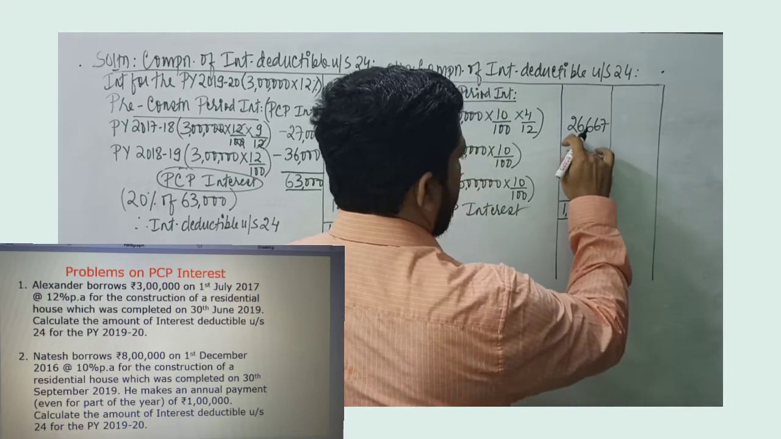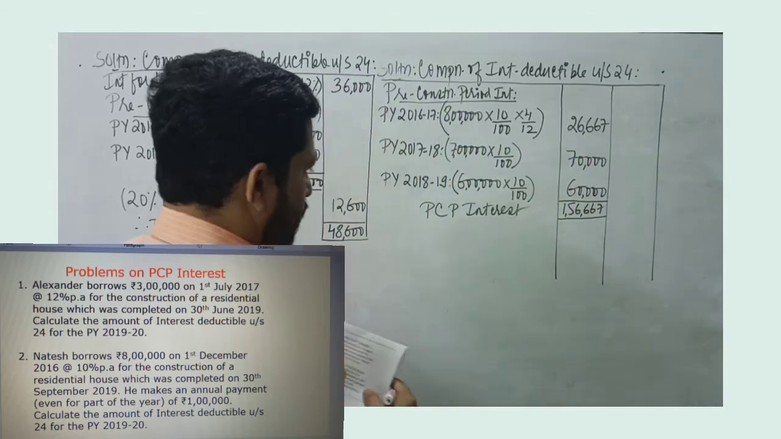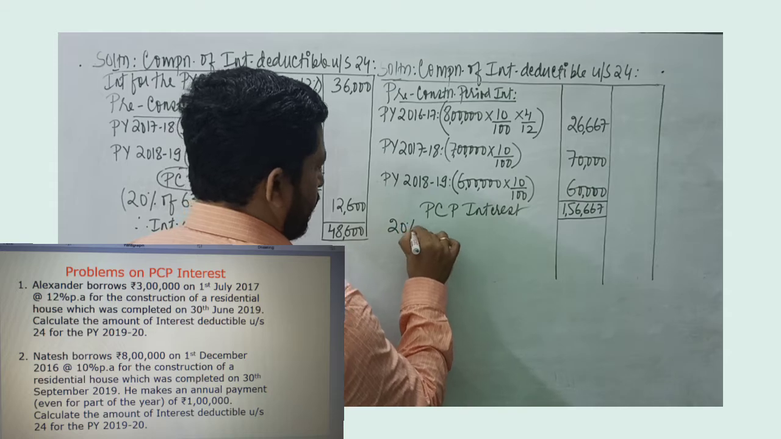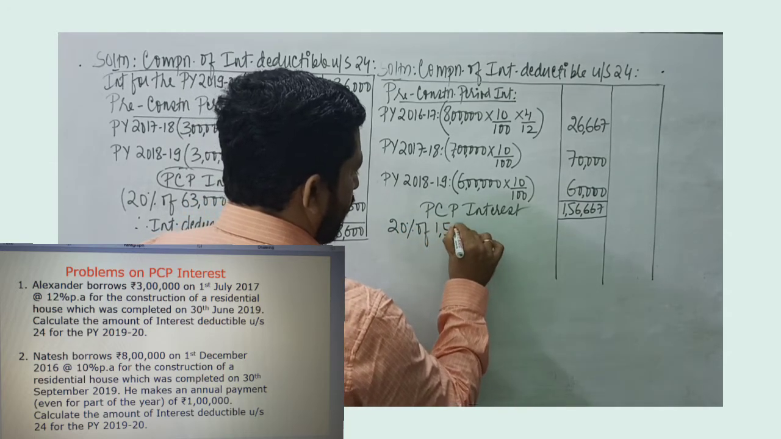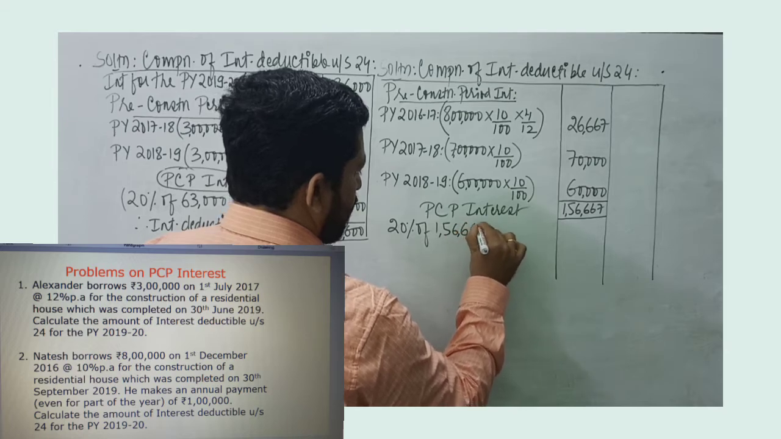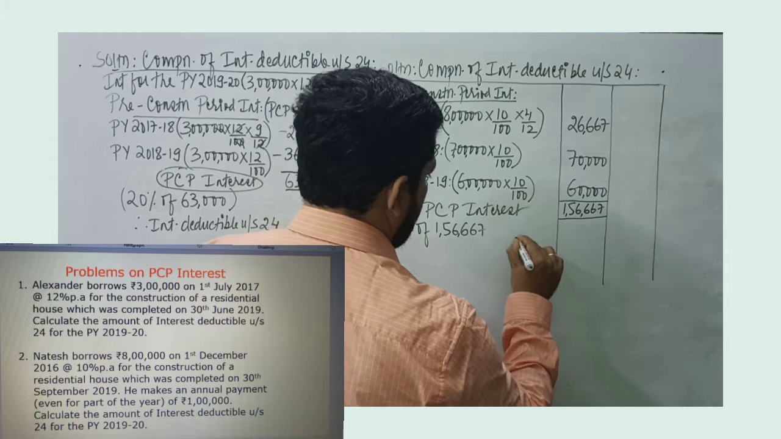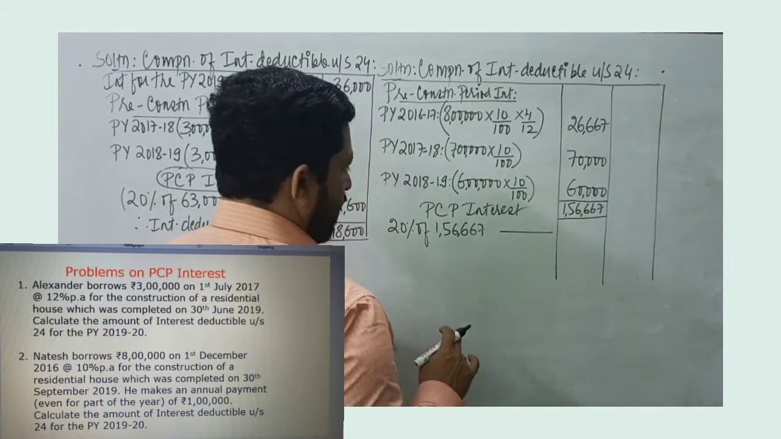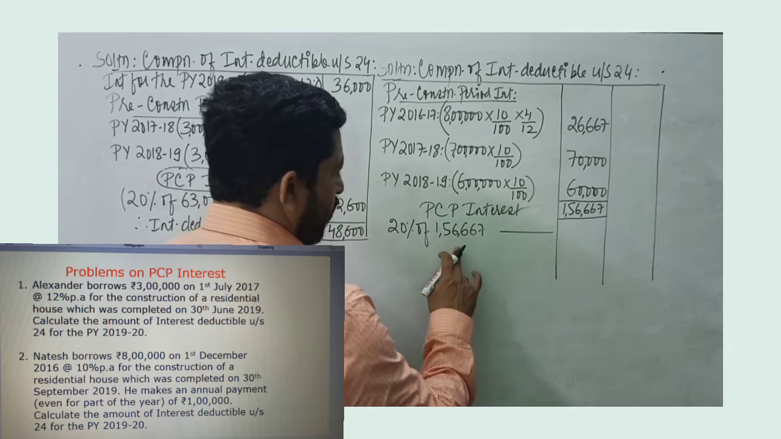So 70, 80, 90, 1,50,000, 1,56,667. Now we know the rules. 20% of PCP interest would be included. So 20% of 1,56,667. 20% or 1/5 you can take.